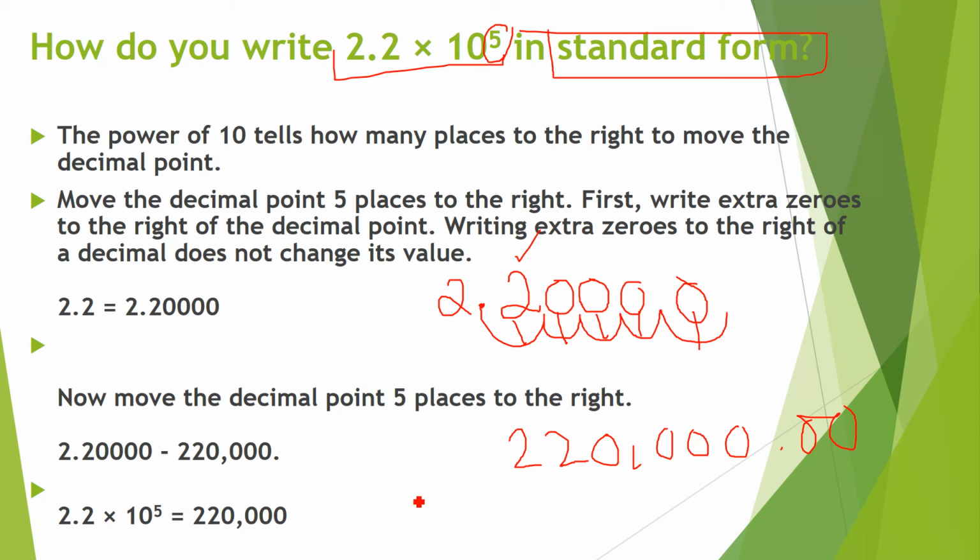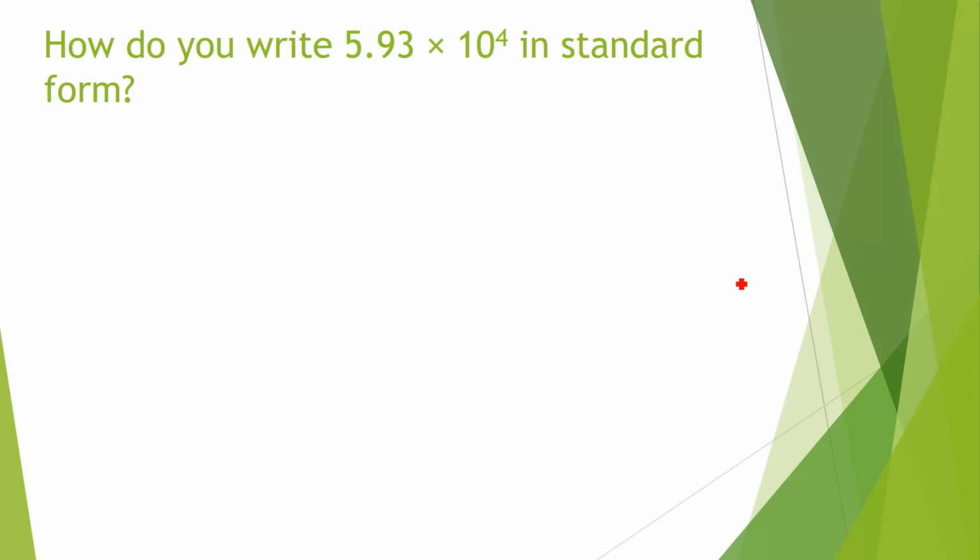If you read this explanation, I have mentioned the same thing. Move the decimal point 5 places to the right. When you write in the standard form, you have to move to the right hand side, but in the case of scientific notation we have to move this decimal to the left hand side. Here I will show you a few more questions.